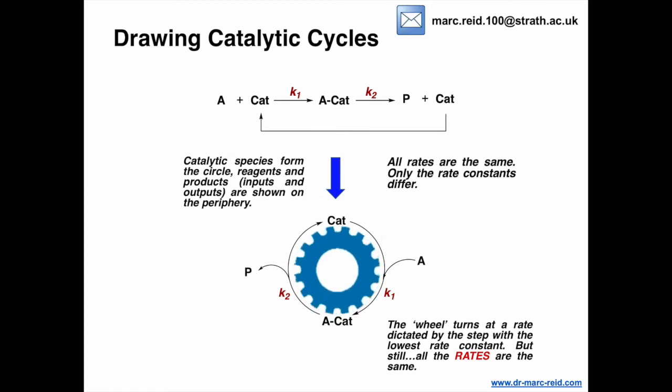If all the rates are the same, it is only the rate constants that differ in each step of the catalytic cycle. The step with the lowest rate constant is what dictates the rate of all steps in the cycle, and thus the rate of formation of product. Again, take your time with this slide. It's an important and somewhat counterintuitive concept to think about. And if you have any more detailed questions, please do reach out to me about this.